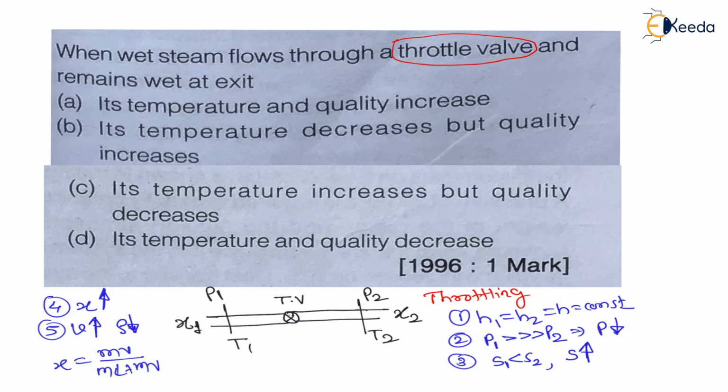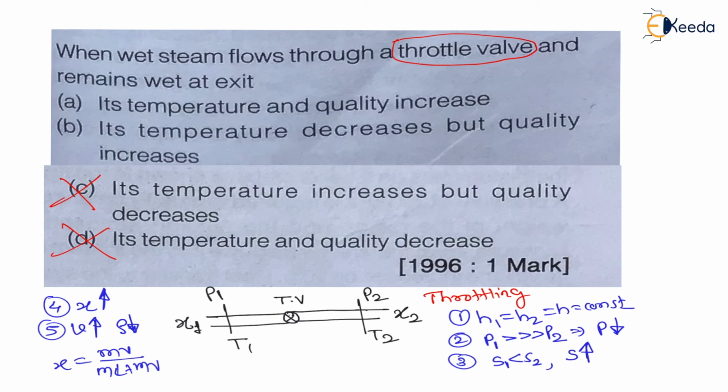Now my dear students, let us understand for temperature. Here number one is quality always increases. So let us check the option. In the first option quality increases, in the second option quality increases, in the third option quality decreases, fourth option quality decreases. Means definitely option C and option D are wrong. Now let us observe for temperature.